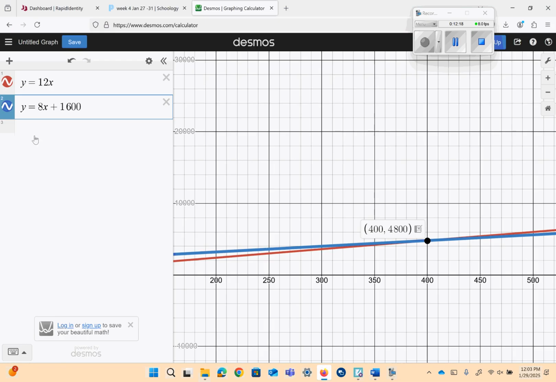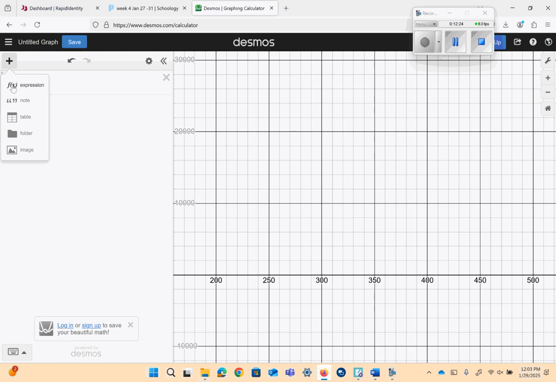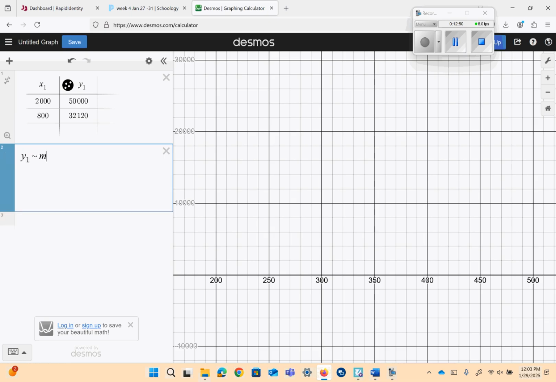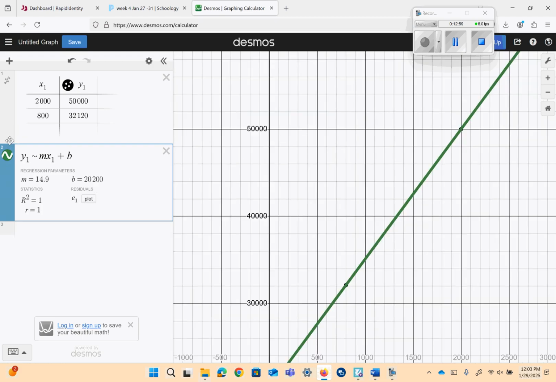And again, Desmos, try to see if you can make this work. It's not hard. First thing you do is hit the plus button, then you hit table, and then I'm going to plug in 2,000 comma 50,000, and then I'm going to plug in 800, and that's going to give me 32,120. And then in Desmos, y equals mx plus b, but plug in y1, use tilde, x1 plus b. So there's our linear equation.